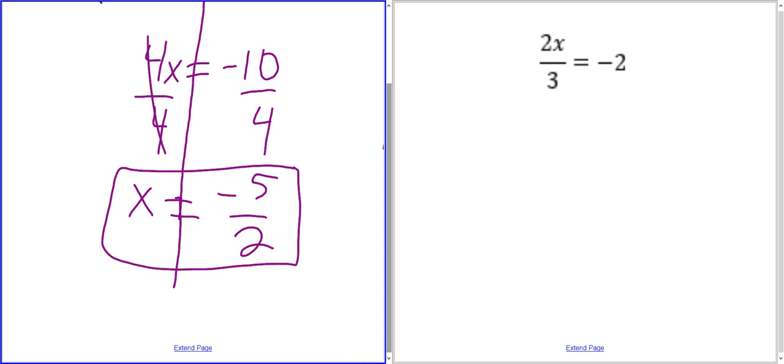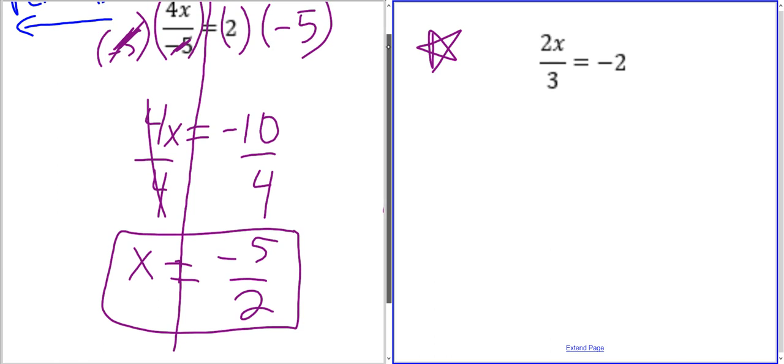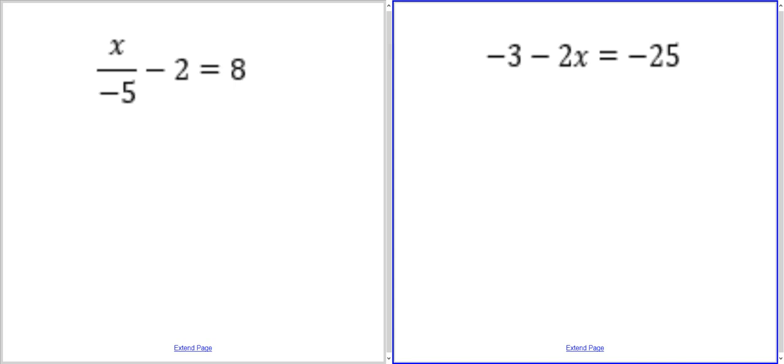I want you to try the one on the right. So it's 2x divided by 3 equals negative 2. So that one is going to be very similar to the one I just did. So pause the video and give that one a try. Hopefully you had a second to pause the video.